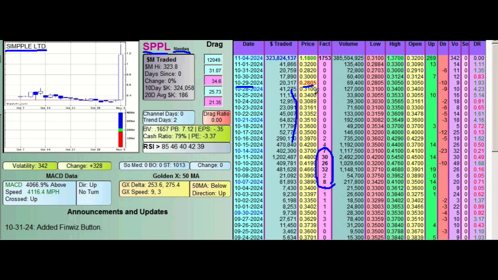And then finally she blew up, up 269% today. Traded $324 million. Closed at 118 and had an intraday high of 137. So an entry on this, if you were watching it, would have been somewhere in this 30 area. Okay. And you could have possibly bought a few more at 28 on this 200-day low. But now you're up huge, okay?